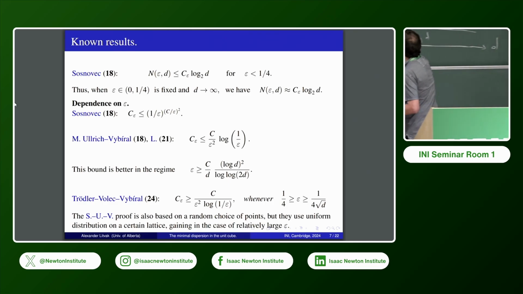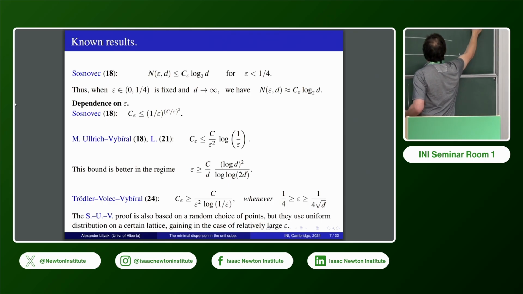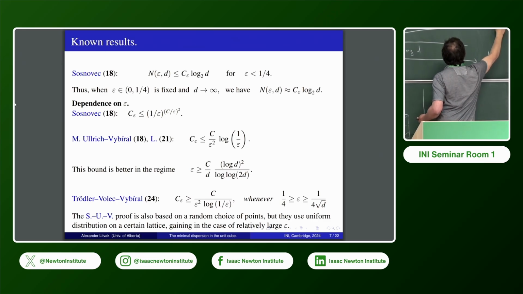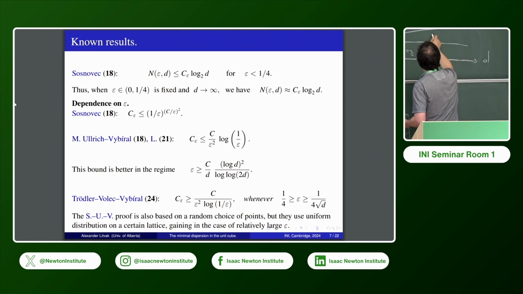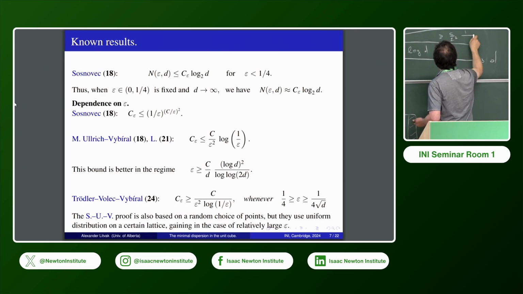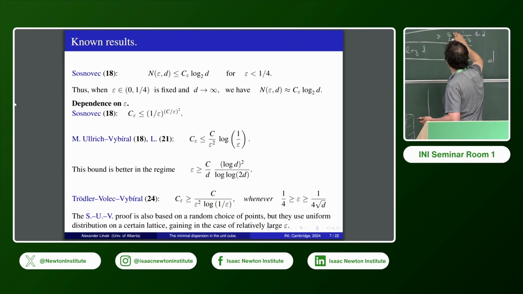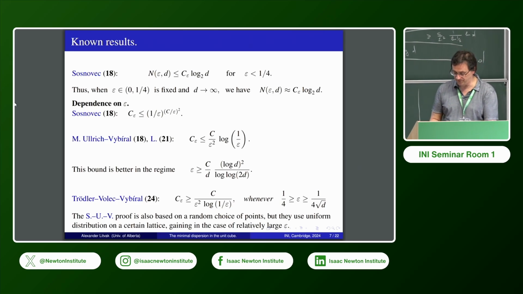So essentially it's here, and this line is essentially square root of d. So here we have that it's also larger than c epsilon square. Well, they have logarithm 1 over epsilon here and logarithm d. So more or less in this part, at least in this part, we know the result.